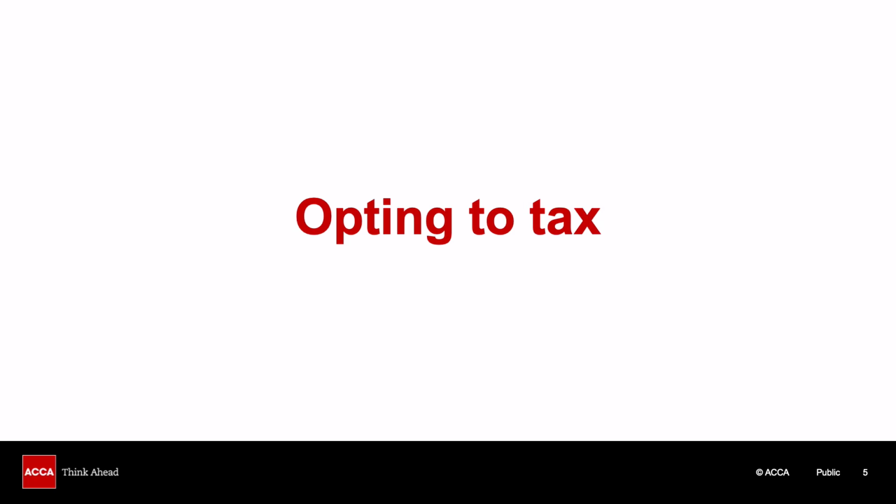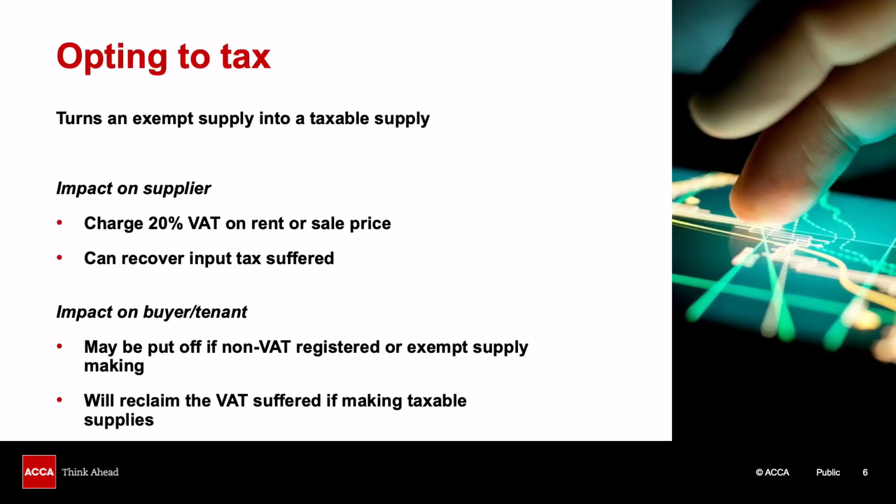But there is another possible outcome where the supply of a building or piece of land is exempt under those first principles that we've just looked at. We can actually choose to turn an exempt supply into a taxable one, which is known as opting to tax and requires an election to be made. The impact of this is on the supplier, so the business that has made the election to treat this supply of land or buildings as taxable rather than exempt, and it's that they will now charge standard rate VAT on the rent or sale price, but by making a taxable supply they can now recover input tax suffered, which they may not have been able to do before.